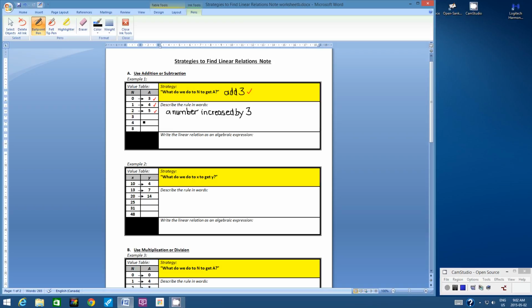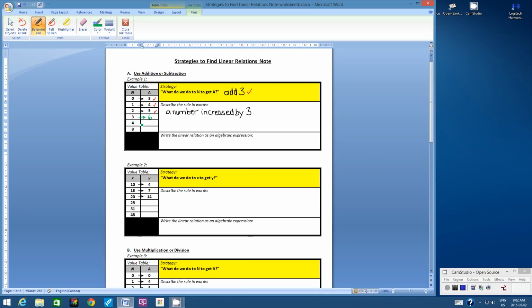Okay, so now let's complete the value table. Now that we know the rule, a number increased by 3, let's fill out the rest of the value table. So 3, which is a number, increased by 3 equals 6. You can draw this arrow across here. A number increased by 3, 4 plus 3 is 7. And then we take a number, 8, increased by 3, and we get 11.